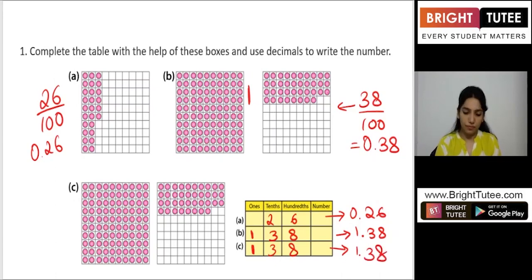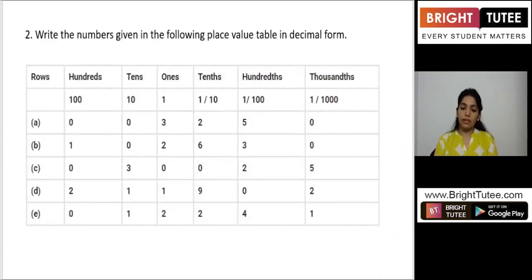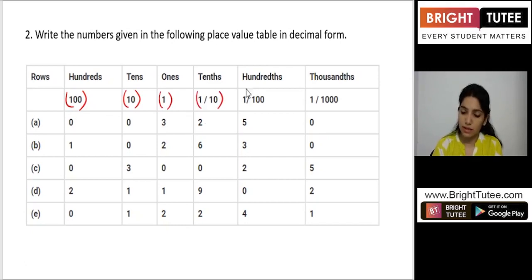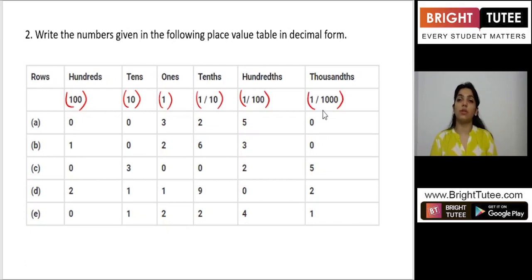Moving ahead. Here, write the numbers given in the following place value table in decimal form. Let us write the first number. Here, this is hundreds. This is tens. This is ones. This is tenths place. This is hundredths place. And this is thousandths place. So now in this lesson, we haven't just covered the hundredths part. We have also covered the thousandths part.